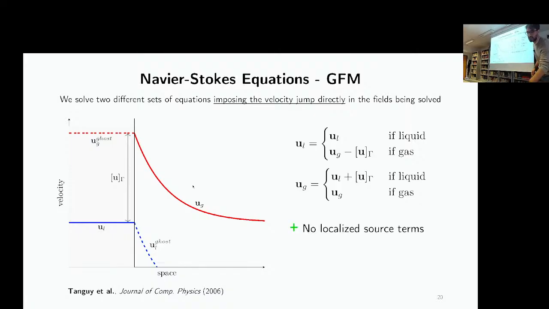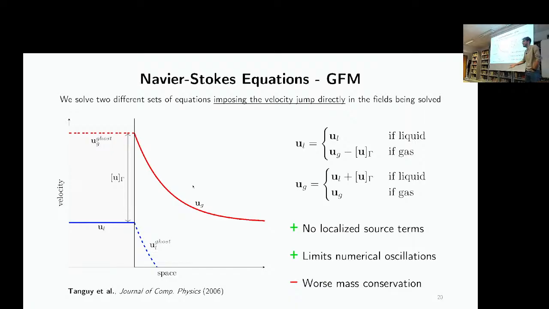So this method is actually more complex. It's the same proposed by this paper. It requires an additional projection step for the accurate transport of the liquid velocity. But it's nice because it does not necessitate a localized source term in the projection step that may lead to oscillations in the velocity field. The only problem is that it has worse mass conservation because we are directly modifying the continuity equation in this method.